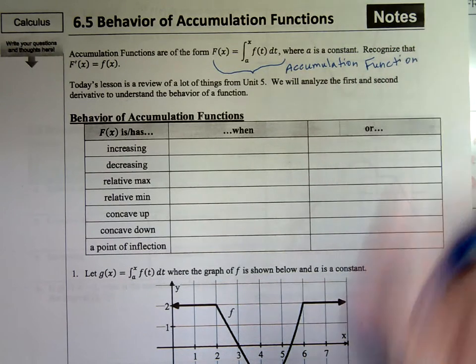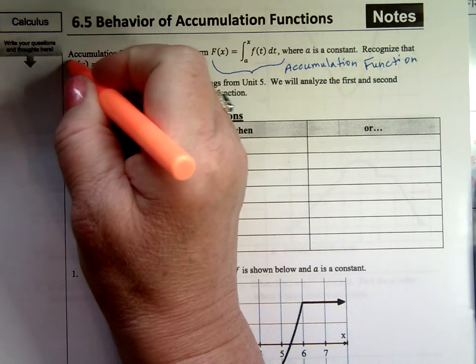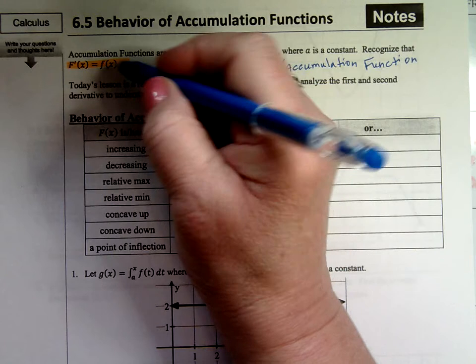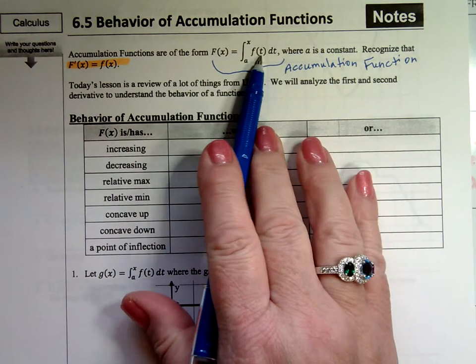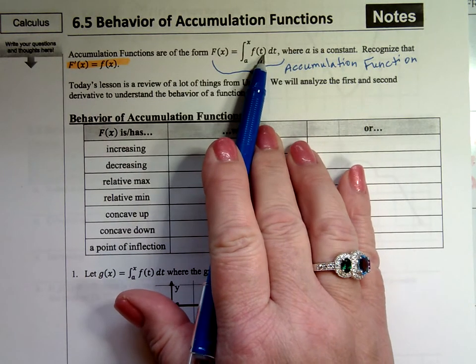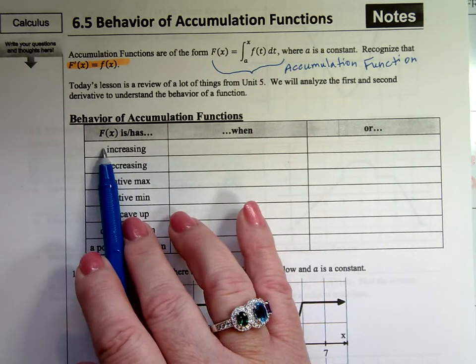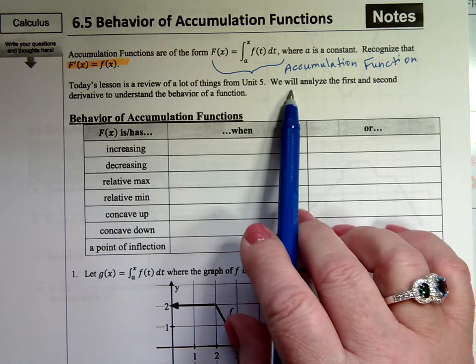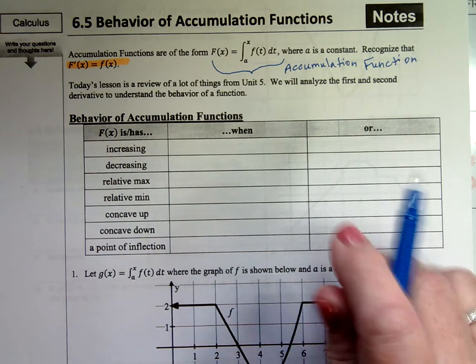But the really important thing to remember is right here, that capital F prime of x, the derivative, it's actually the antiderivative, it equals your original function. So this piece here represents what your original function was. Today's lesson is a review of a lot of things that we've talked about in Unit 5. We will analyze the first and second derivatives to understand the behavior of graphs.